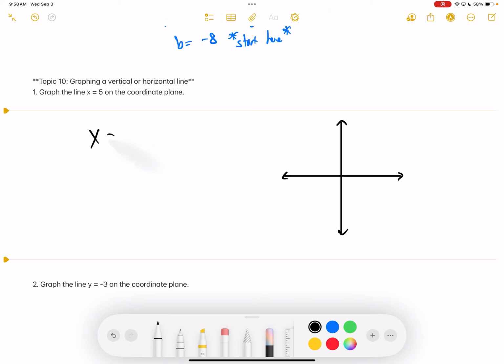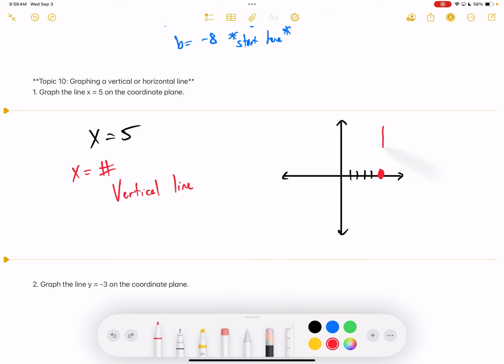This one, x equals 5. When you have x equals a number, any number, it is always going to be a vertical line. The way this works is, if you forget, this is kind of how you can remember. If I put a point at x equals 5, right there, I don't have any other points to work with. It doesn't really make sense to do it this way, and hopefully you know that it's either horizontal or vertical.